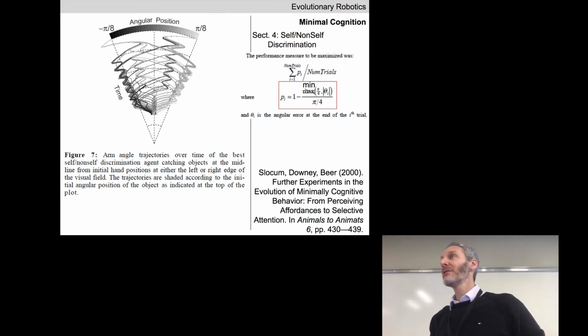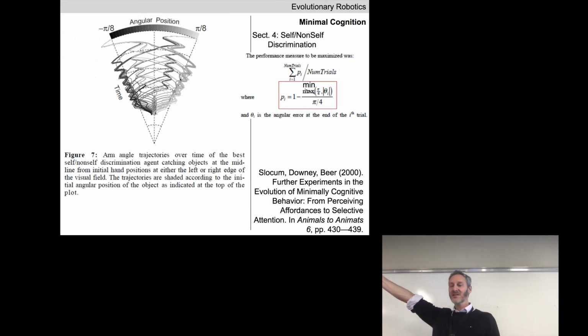It's keeping its arm on the same side of the object, and it's not keeping its arm still. It's waving its arm back and forth in the direction that the object is coming. Seems like kind of an odd thing to do, right? You would imagine if you're trying to see this object and figure out where it's going to hit, the best thing to do is move your arm out of the way.